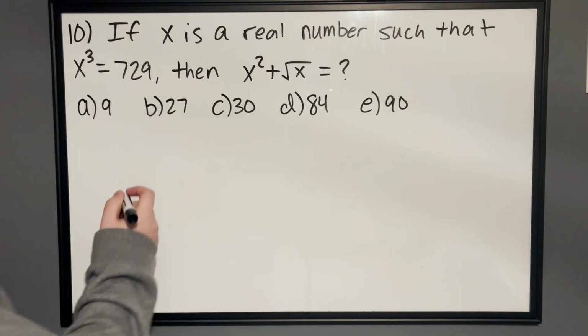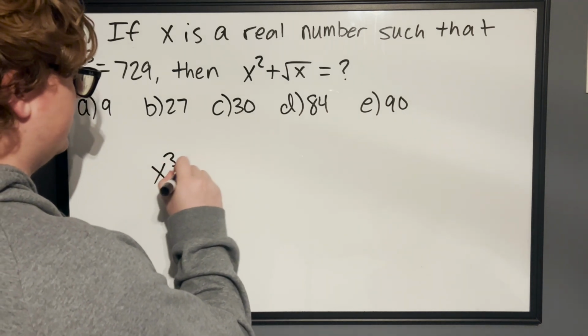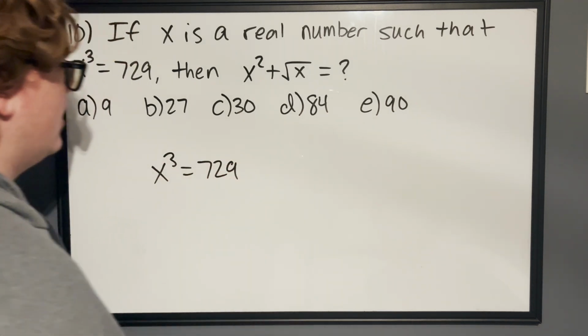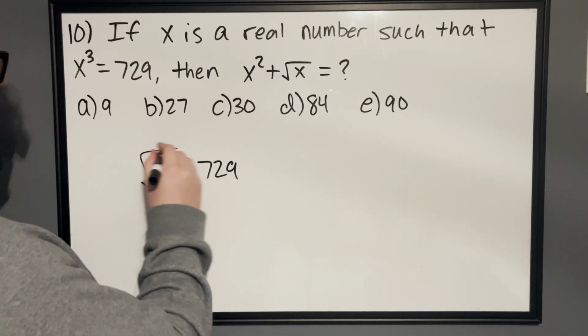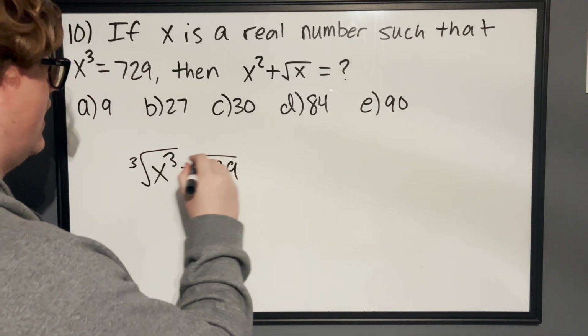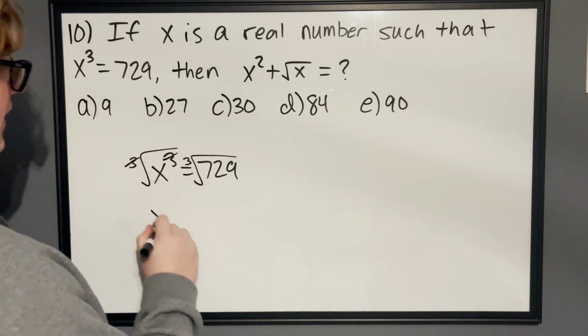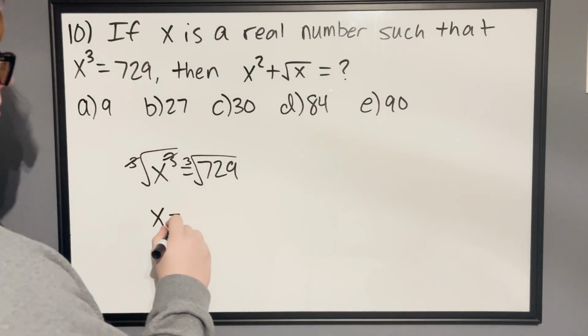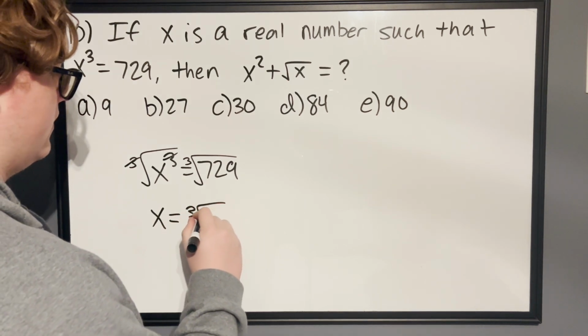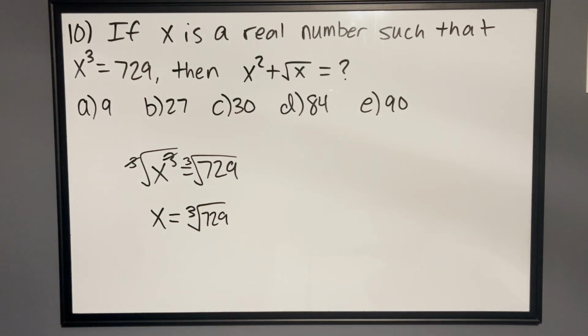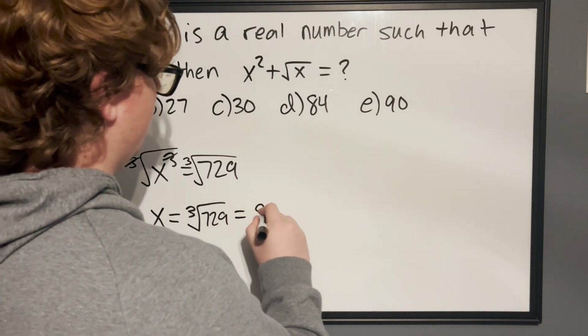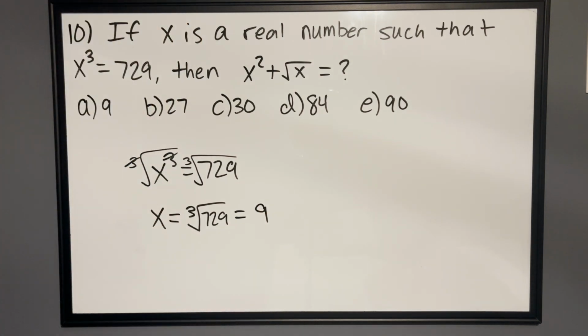So if we're given x cubed is equal to 729, to solve for x, we just need to take the cube root of both sides. The cube root will cancel with the power in the x, leaving us just x is equal to the cube root of 729, which again looks hard, but if you plug this into your calculator, which you will be allowed to have, you'll figure out that x is equal to 9. The cube root of 729 is 9.